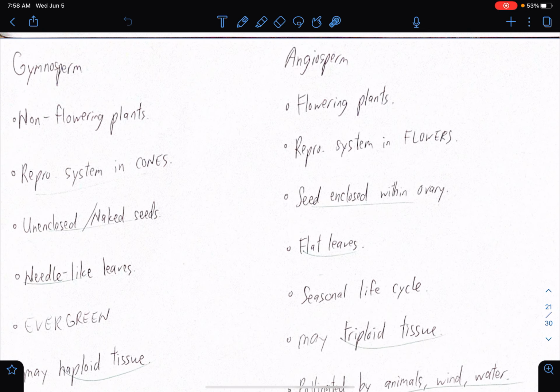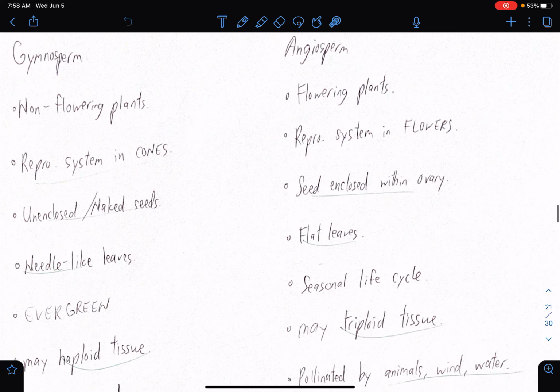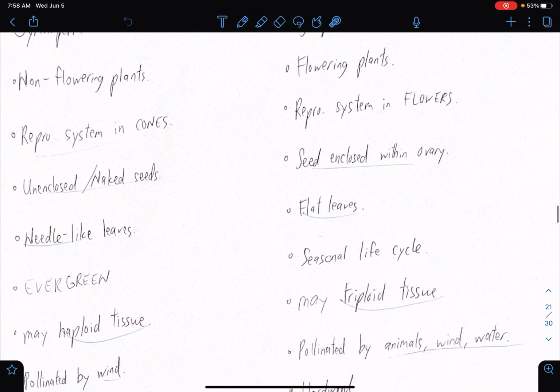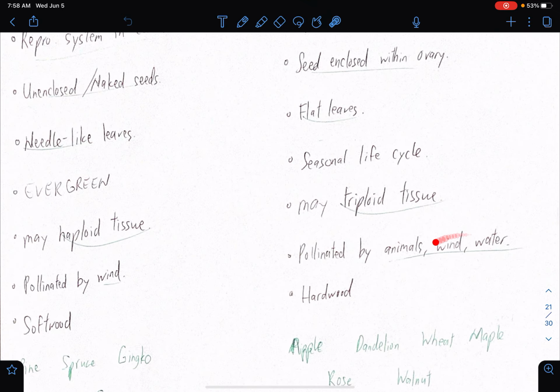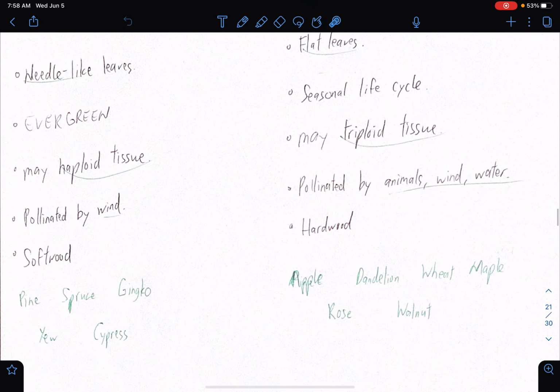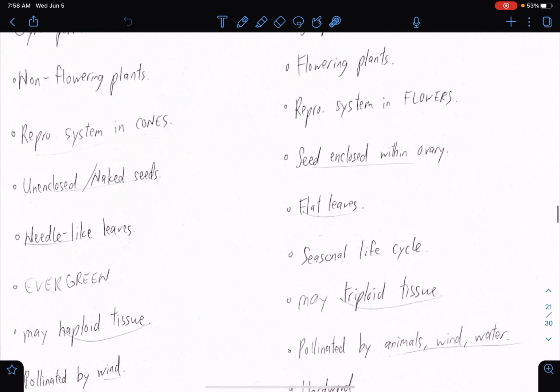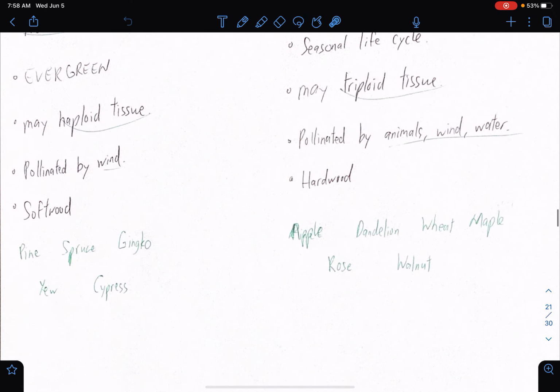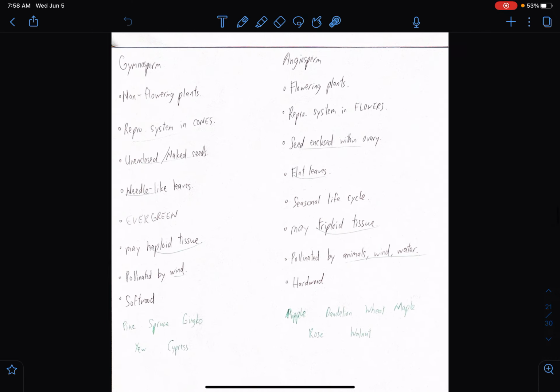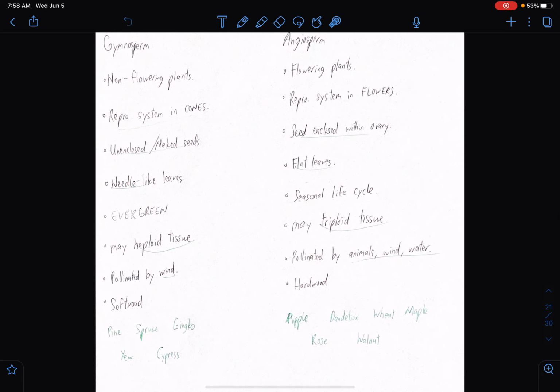Angiosperms are flowering plants. Their reproductive system is in flowers, and the seed is enclosed within the ovary. They have flat leaves, the life cycle is seasonal, and they have triploid tissue, like I said earlier. They're pollinated by these three, and hardwood is associated with angiosperms. Okay? And these are examples for each.